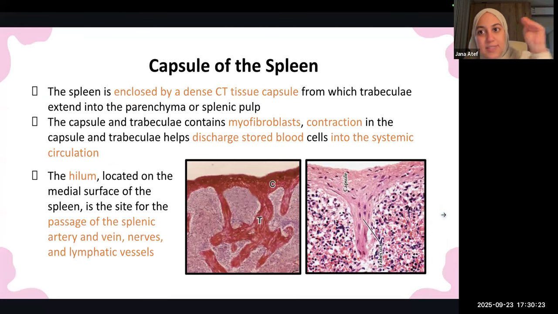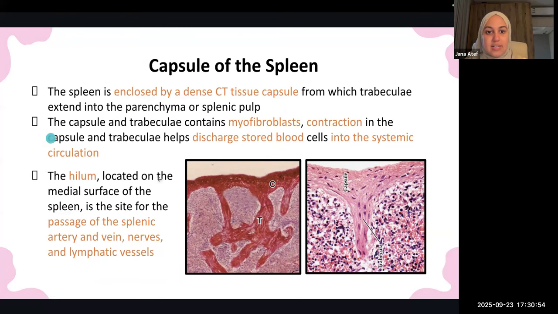Now the capsule, it's a capsulated organ. Again, we said the thymus was capsulated, the lymph nodes were capsulated, and the spleen is also capsulated by dense connective tissue. Okay, and it also has trabeculae and everything. Now the trabeculae here don't really have a function anatomically. They don't separate anything, they're just there. Now the trabeculae here contain myofibroblasts and contractions. Oh, never mind. Yeah, it discharges stored blood.